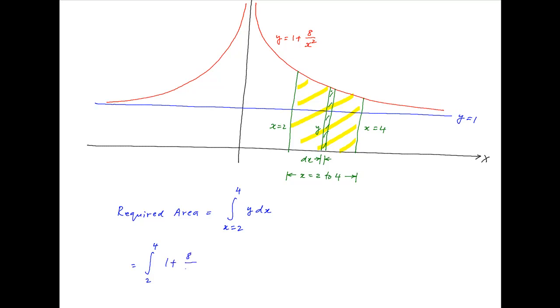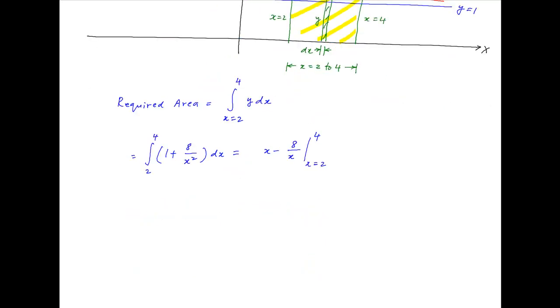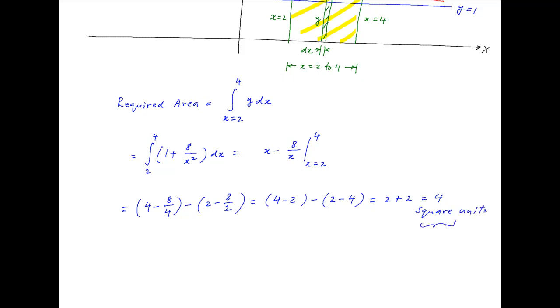Putting in the value of y, the area is equal to integral 1 plus 8 upon x square, x going from 2 to 4. This is equal to x minus 8 upon x, the limits being 2 to 4. Putting in the limits, we get 4 minus 8 upon 4 minus brackets 2 minus 8 upon 2. This simplifies to 2 plus 2, which is equal to 4 square units. And this is the answer to the first part of the problem.